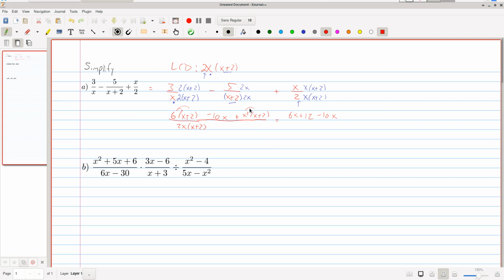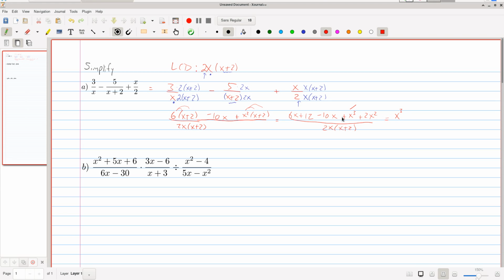And then for the last one, we'll distribute the x squared through. So x squared times x is x cubed. X squared times 2 is 2x squared. And this is still being divided by that common denominator, which is 2x, x plus 2. Then we'll combine like terms up in the numerator. So I see that the only cubed term we have is x cubed. That takes care of this one.